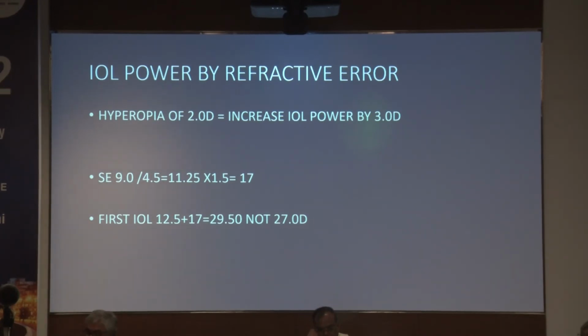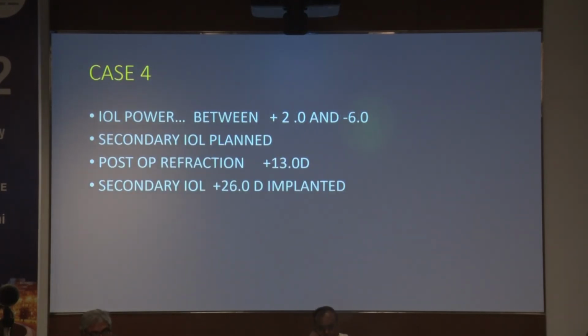Then 9 plus 4.5, 11.25 is the spherical equivalent, 1.5 times 17. Add this 17 to the 12.5 which we already used. Probably the patient needed 29.5, not 27. So if we had used around 29, 29.5, the patient would have been better off. In case 4, the IOL power when we calculated was coming between plus 2 and minus 6. So this was absolutely haywire, it is not possible. So we did a simple cataract surgery, and the patient had a post-op refraction of plus 13. We implanted a 26 diopter IOL.